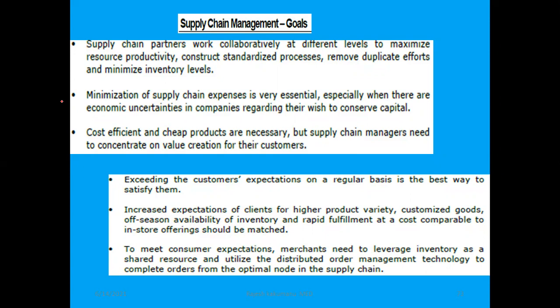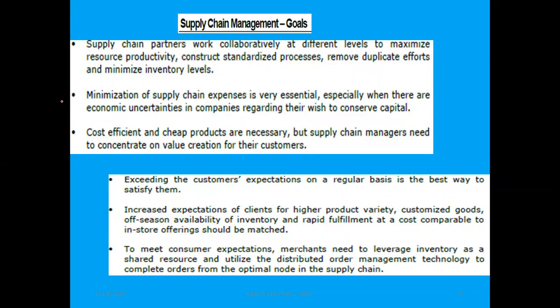But supply chain management managers need to concentrate on value creation for the customers. Exceeding the customers' expectations on a regular basis is the best way to satisfy them.